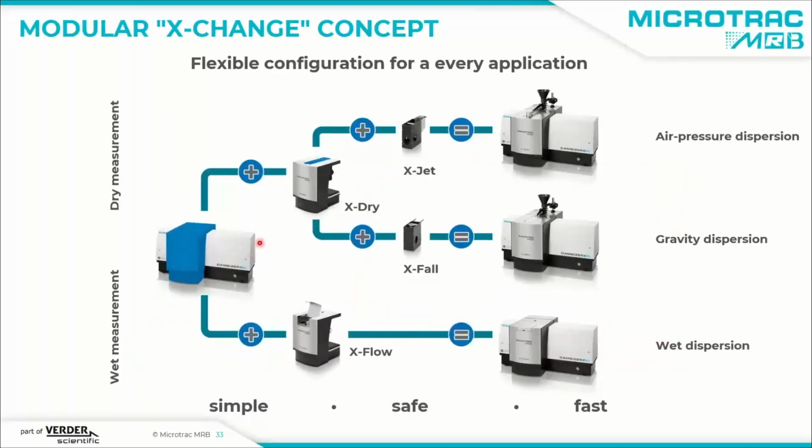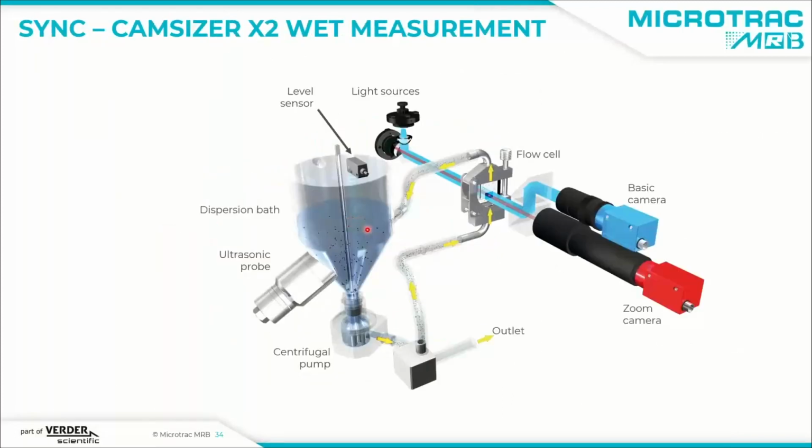Now, as I have mentioned before, you can use the ChemSizer X2 as well in a wet mode, which we'll call X-Flow, or in a dry mode, which we call X-Dry. This is how the circulation looks for the wet mode. It's very similar to the sink. The tank is a bit larger, and you have a glass cell through which the sample is moving.